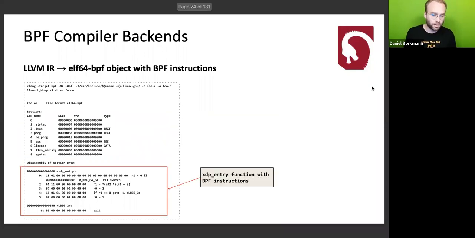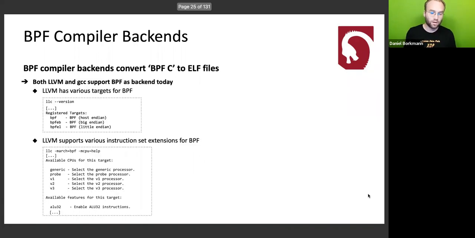And if you look, for example, into the program section, those are the opcodes. They're here and they are disassembled on the side. So you can see here, this is what LLVM emitted, and this is what then later is being loaded into the kernel. So you have here the actual opcodes for BPF instructions.